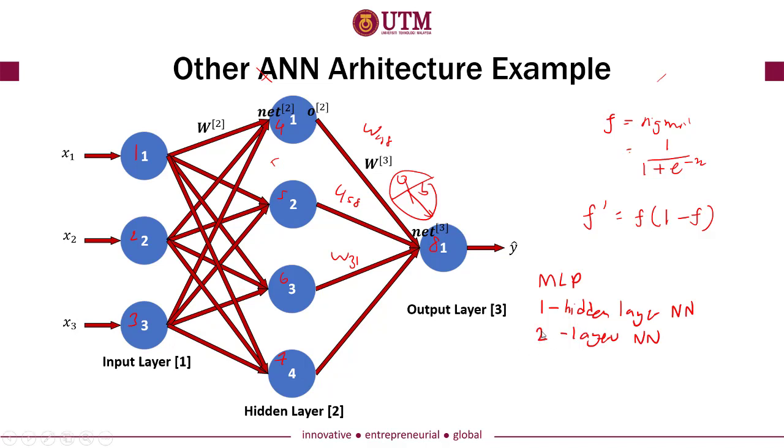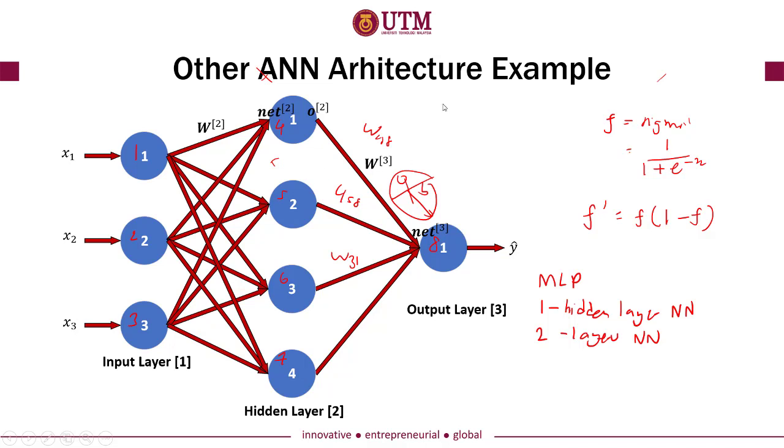Why two? You can refer to the first slide under the multi-layer perceptron, because you have two layers which consist of neurons, which are the hidden layer and the output layer. So that's why the name for this one is a two layers neural network, or you can also call it a one hidden layer neural network.